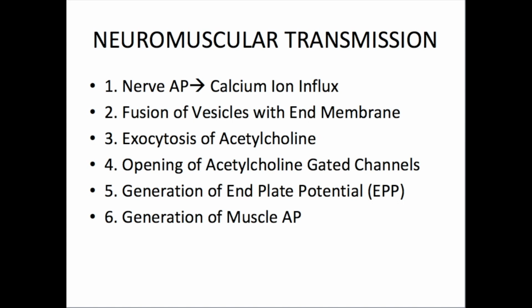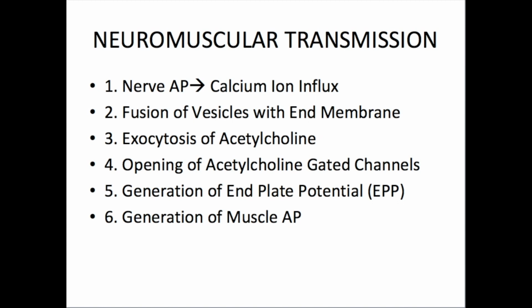Next is the fusion of vesicles with end membrane, or you can call it pre-junctional membrane. The action potential causes the synaptic vesicles to fuse with the end bulb membrane, resulting in the release of acetylcholine into the synaptic cleft.